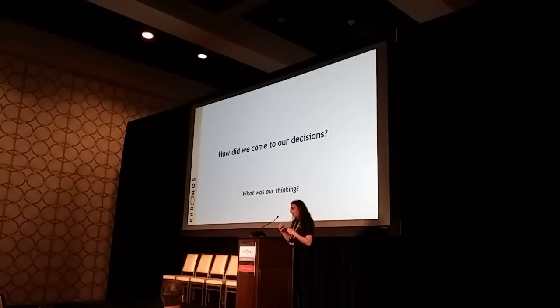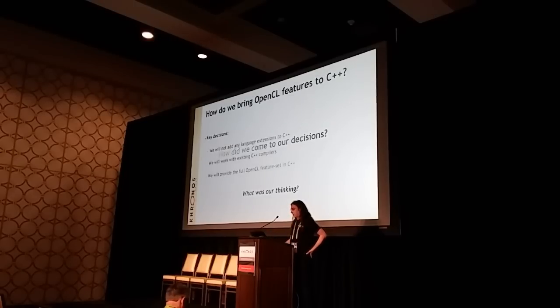So next up, I'd like to talk a bit about the decisions that were made when we were developing SYCL, kind of the ethos, the reasons for our choices, and why it is the way it is. And the first overarching question was, how do we bring OpenCL features to C++? And we made a number of decisions there, some of which I've already alluded to.